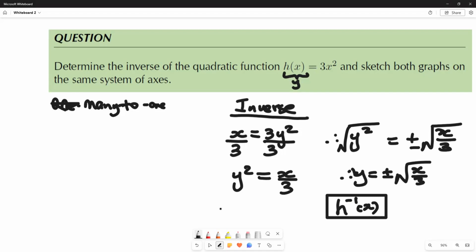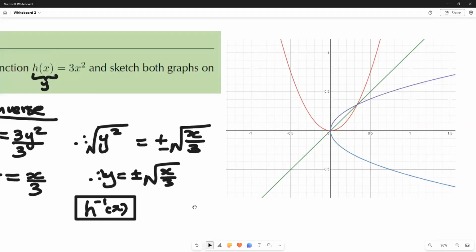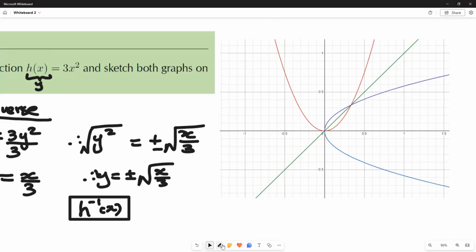And then now we're going to sketch this graph and its inverse on the same set of axes as the question instructs us. I already sketched this on a graphing calculator. Let's see how they look. So basically, this guy here is our h of x, which is our parabola. And this guy is the inverse, which is y equals plus minus square root of x over 3 inside the root.